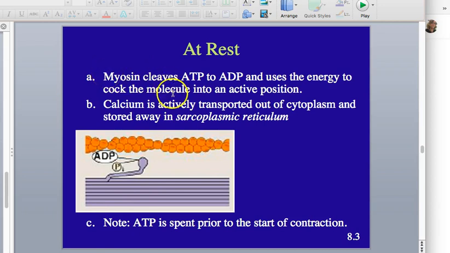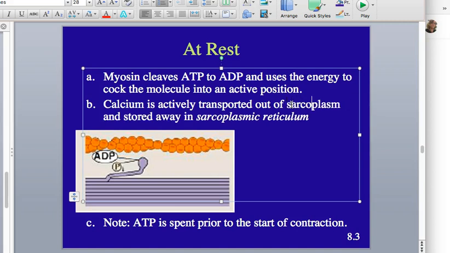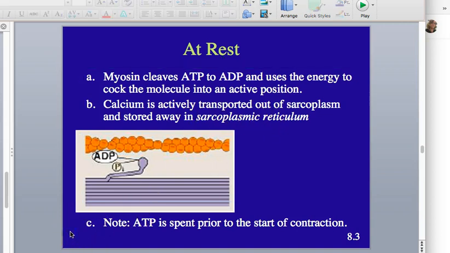Okay, so while we're at rest, what else is happening? We've cocked myosin by taking any extra ATP and binding it up so that the myosin is ready to go. Calcium is continuing to be taken out of the sarcoplasm, which is what this should say, and it's being stored in the sarcoplasmic reticulum, again, so that it's there and ready to go when we need it. Which means ATP is used. We use up that ATP before we are even thinking about contraction, because again, it's easier to spend that energy early and then be ready to go.